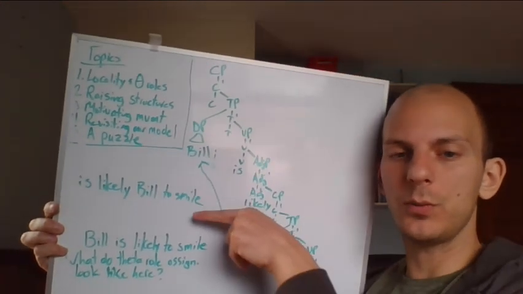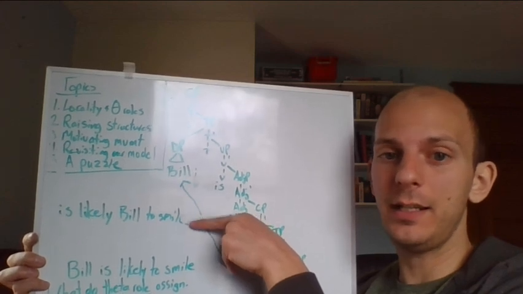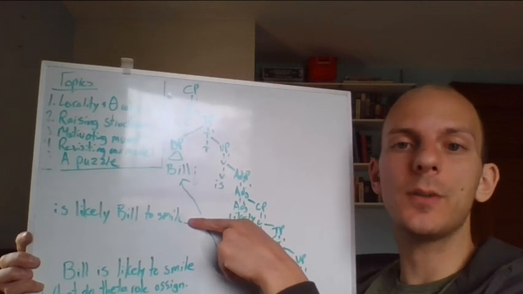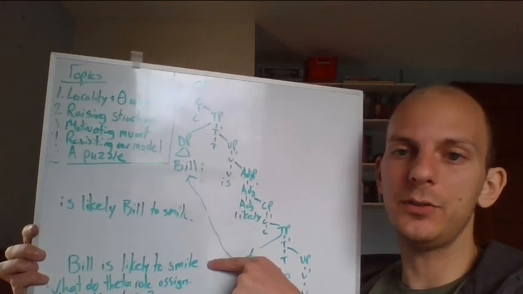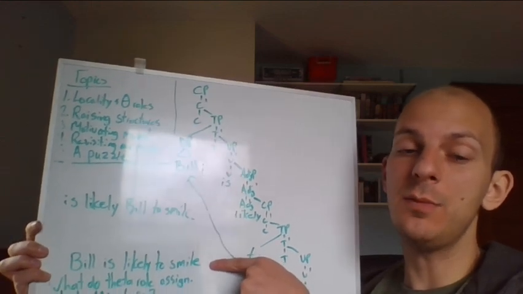And lastly, we've seen something about the order of operations with regards to our constraints, that these happen in a stepwise fashion, right? You start with this underlying form. Then you check the theta criterion. The theta criterion checks at this underlying form. Next, you do transformations, and you get Bill is likely to smile. After transformations, you check for the EPP, and the EPP is satisfied here.